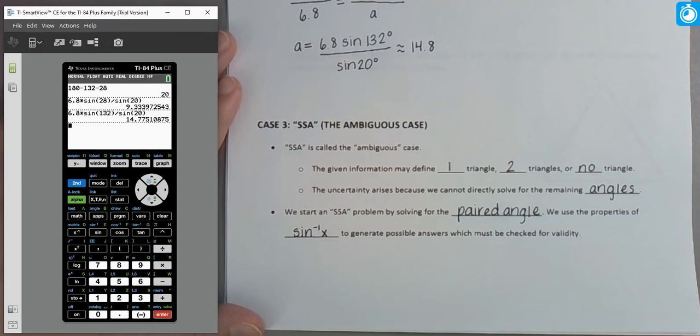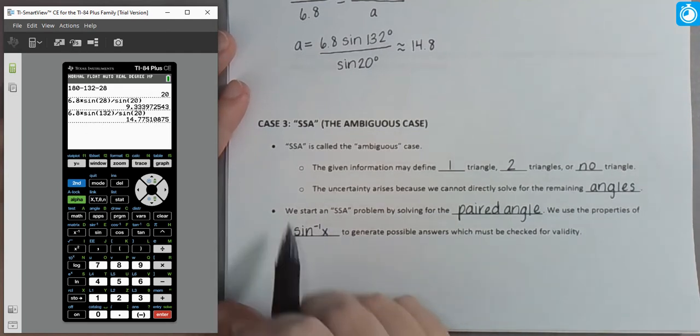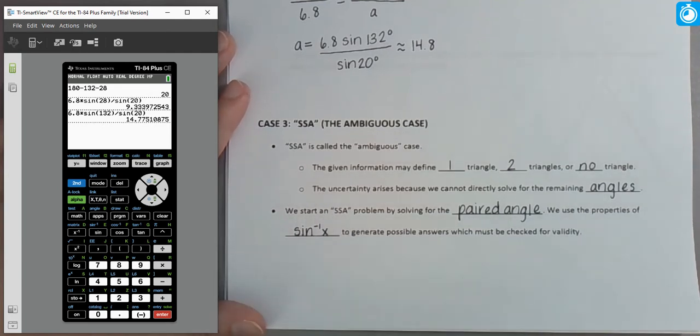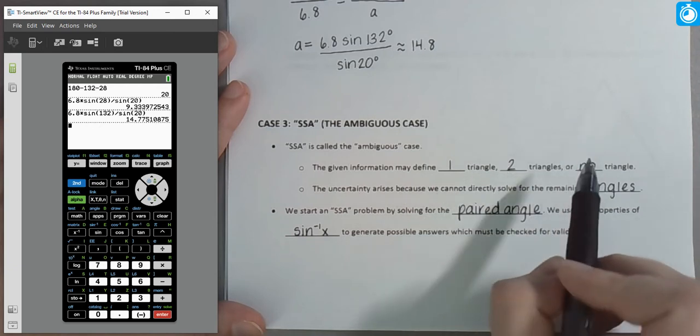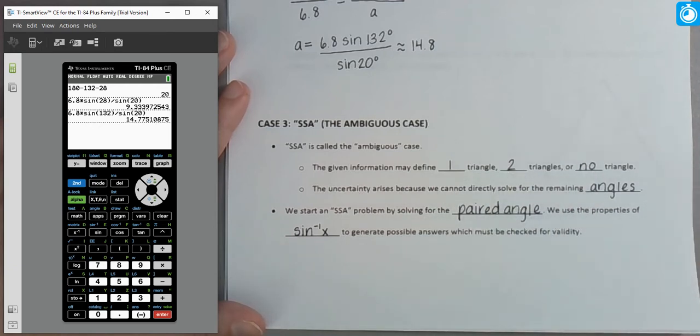If we want to generate an angle instead, if the angle is what's unknown and we want to solve for the angle, that's when we're going to use the inverse trig function, in this case the inverse sine. Using the inverse sine is where we run into issues where we potentially can have different things happen with these particular problems. So we're going to look at one example of each type.